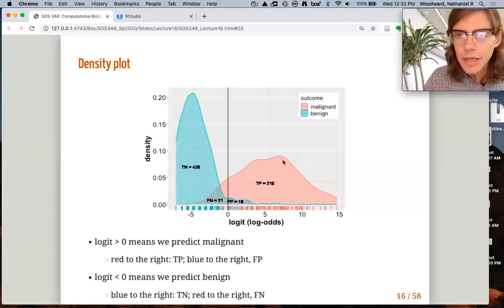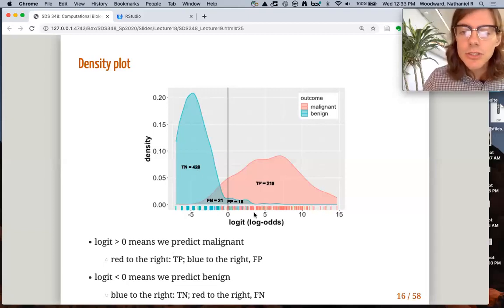And remember, if your log odds are greater than 0, that means the probability is greater than 0.5. So anybody who's to the right of this plot, we're going to predict that they're malignant. And notice, most of the time, they are malignant. There's a few people in here who are benign who are predicted malignant, but not very many. Most of the time, we're getting it right. There's 218 people in the red that are above the line, and 21 people in the red who are below the line. So there's 21 false negatives here, 18 false positives, and 218 true positives. So this is just a way of illustrating the confusion matrix by plotting the predicted log odds for each of your 2 actual outcomes.